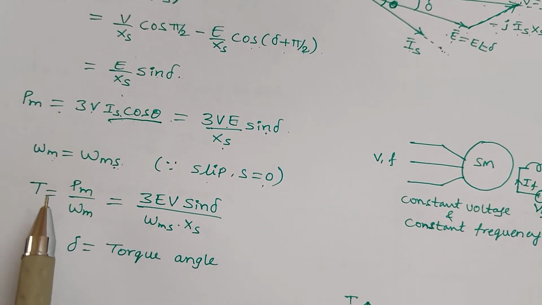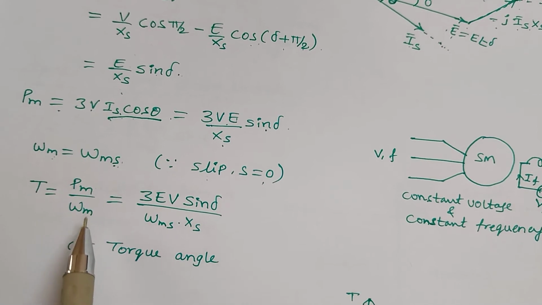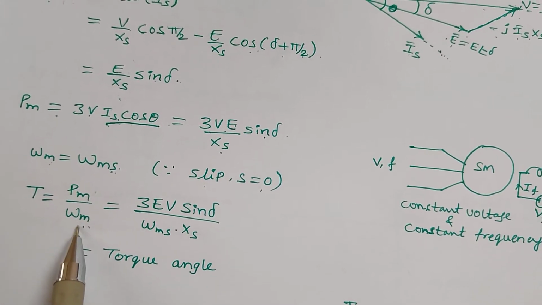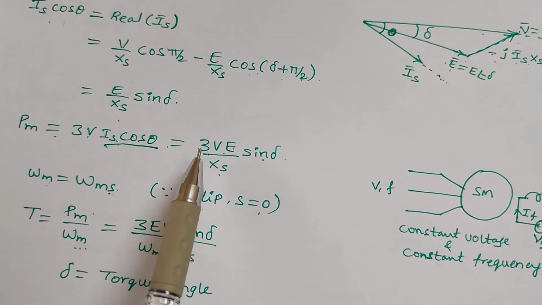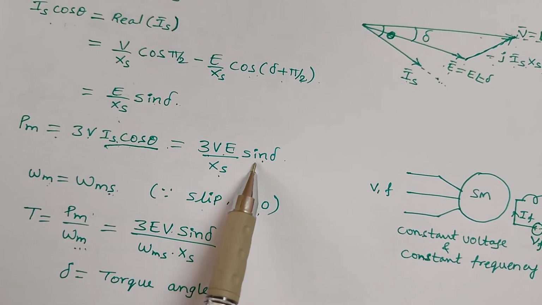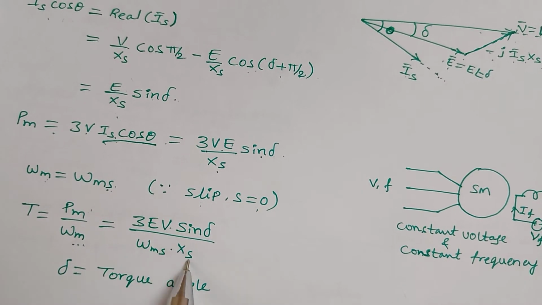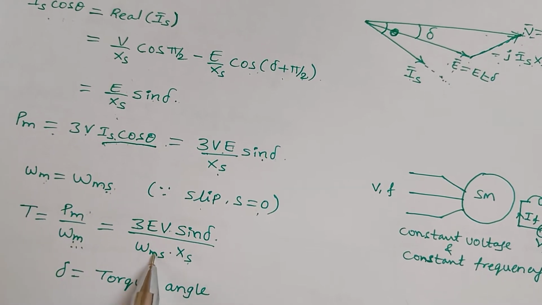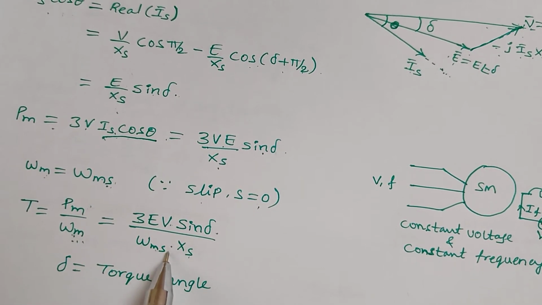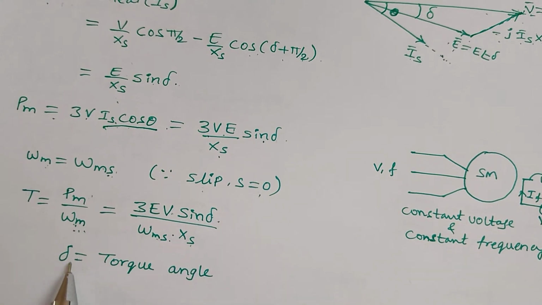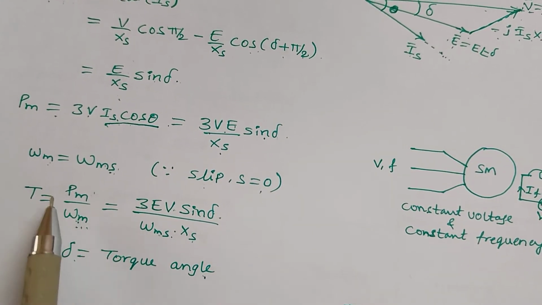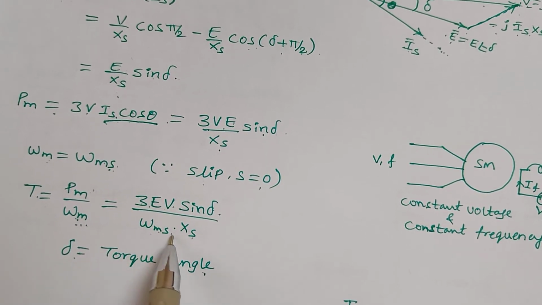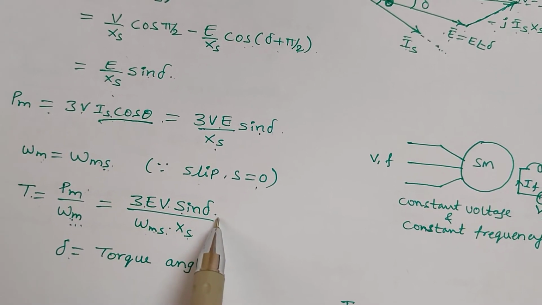What is the torque equation here? Torque T is equal to mechanical power output by speed, Pm by omega m. Already we know the mechanical power output, that is 3 V E by XS into sin delta. It is divided by omega m, which is equal to the synchronous speed, that's why omega m is replaced with omega ms. Here delta is nothing but the torque angle. So finally your torque equation is T equal to 3 E V by omega ms into XS into sin delta.